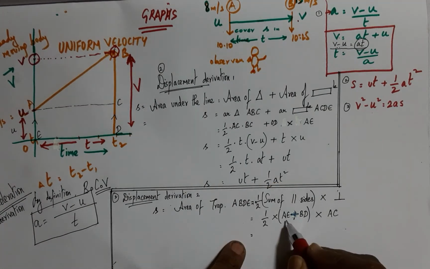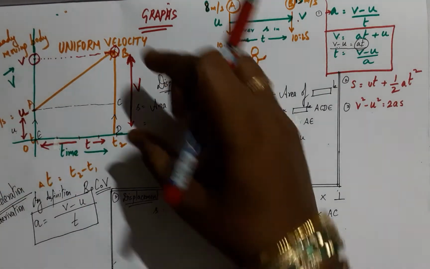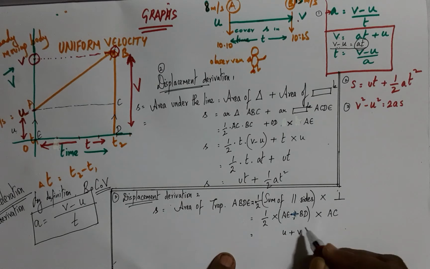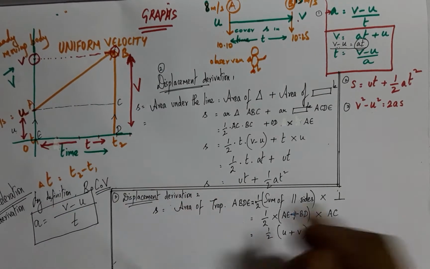Now watch out, AE is nothing but U and BD is nothing but V. Therefore this is U plus V into AC, which is nothing but T.